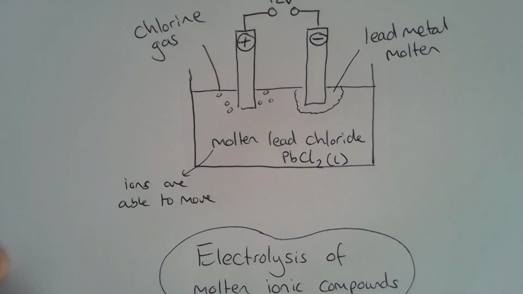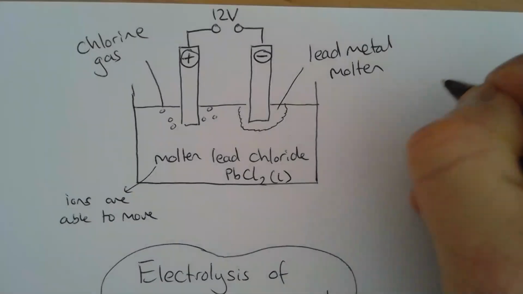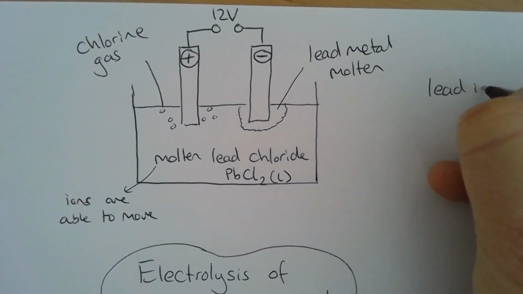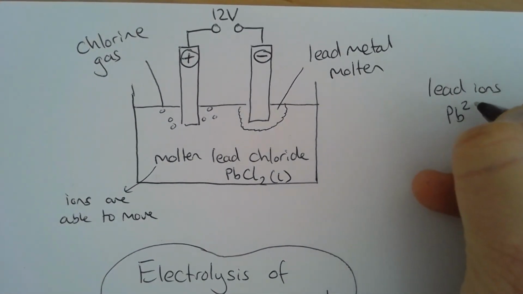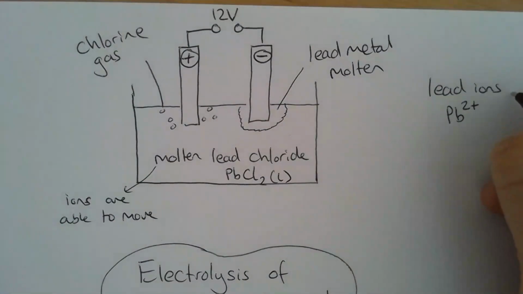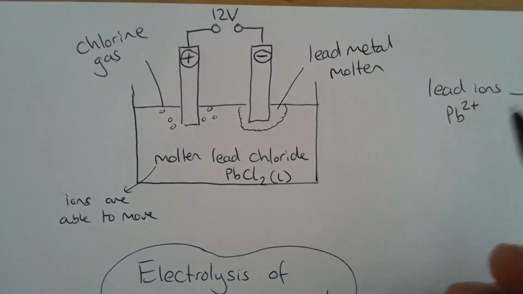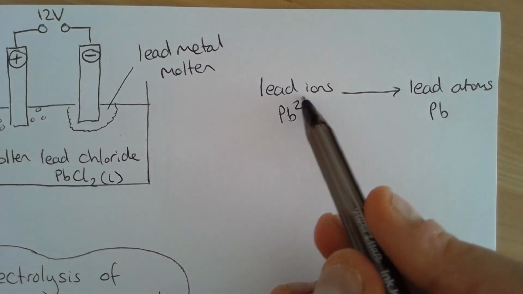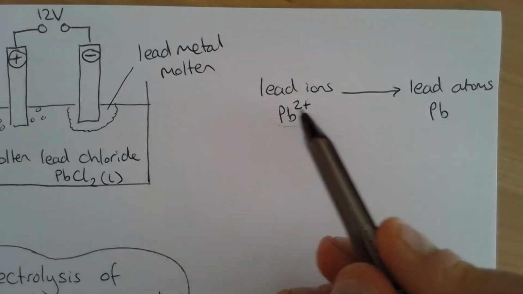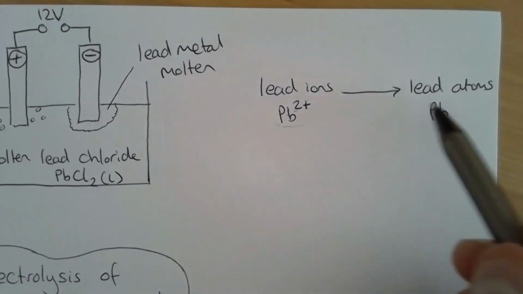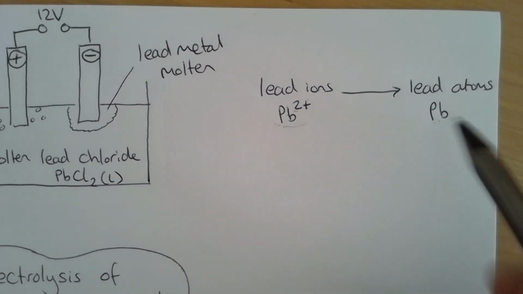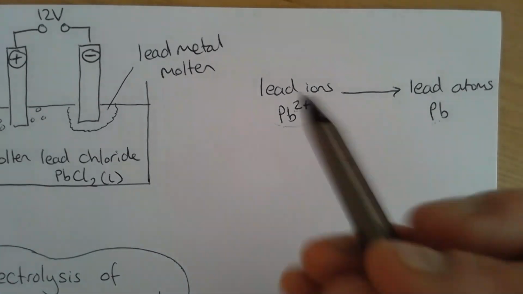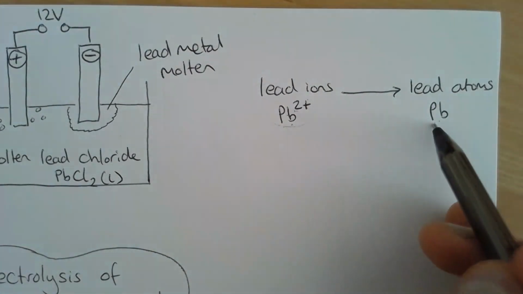So if we think about the things that are actually happening here, we have lead ions, which we're going to give the formula Pb2+, and those lead ions become lead atoms. So notice that we had Pb2+, which is the formula of a lead ion, so it has a charge, and it becomes just Pb, that's the symbol for lead, and it no longer has a charge. So something's happened for it to go from Pb2+ to Pb.